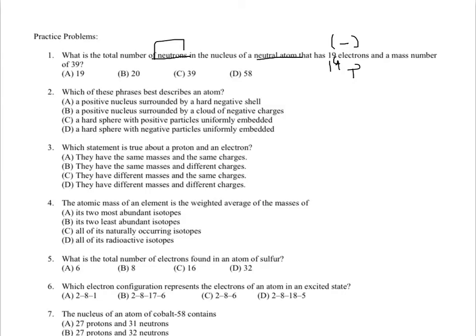Neutrons are found in the mass number. Recall that the mass number is protons plus neutrons. So we have 39 protons plus neutrons, and we recall that we have 19 protons because it's a neutral atom. So if we want to find the neutrons, here we'll simply subtract these two numbers. 19 from 39 is 20.